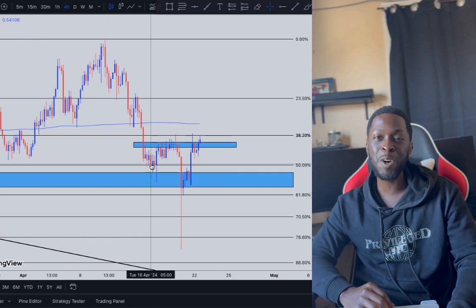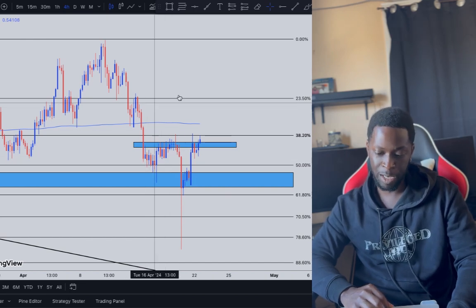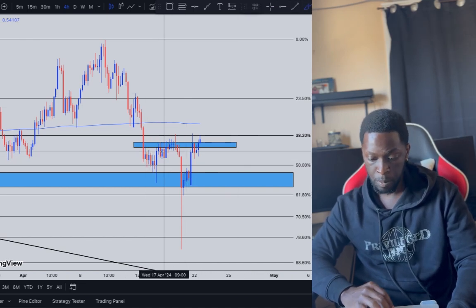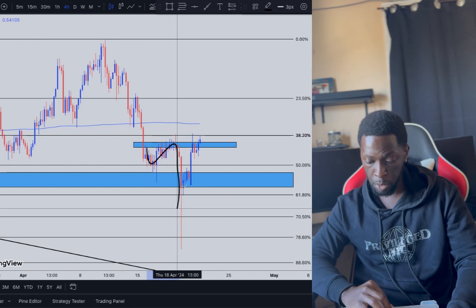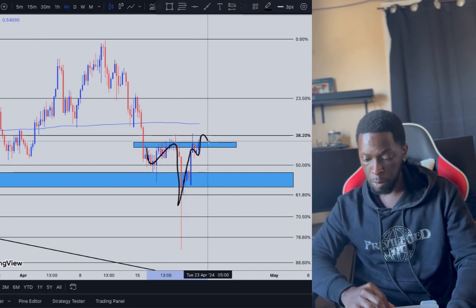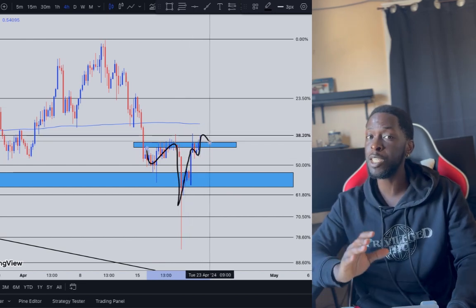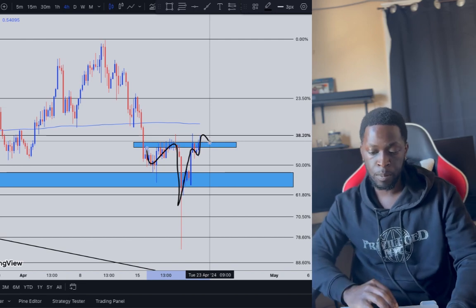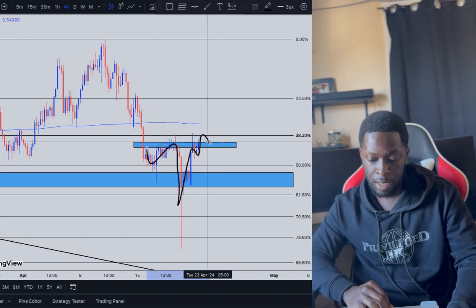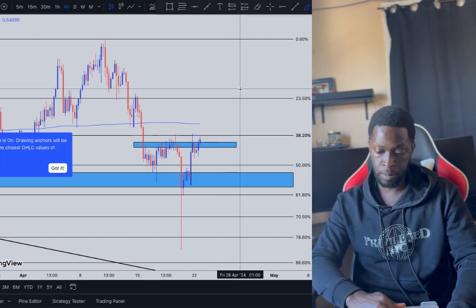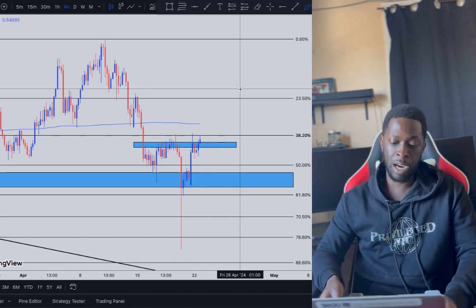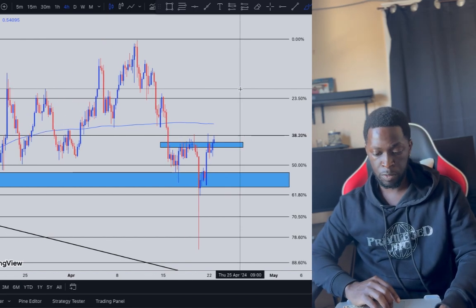This is an inverted head and shoulders right here, guys. Inverted head and shoulders. Boom, boom, boom. And then the same way we traded GBP NZD, we trade this. Break, retest, continuation. That's it. Rinse and repeat, guys. Rinse and repeat.